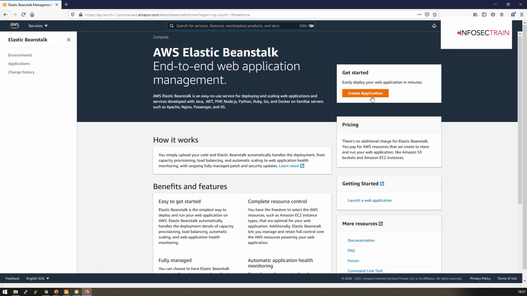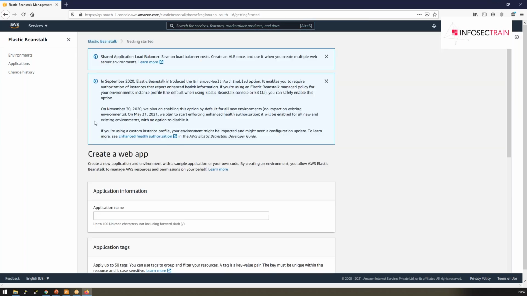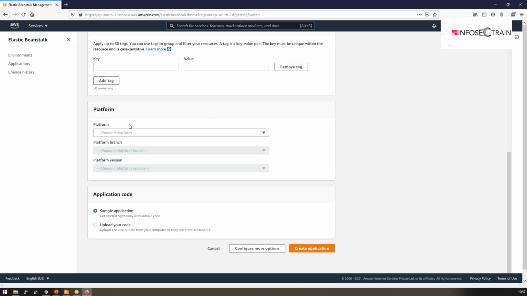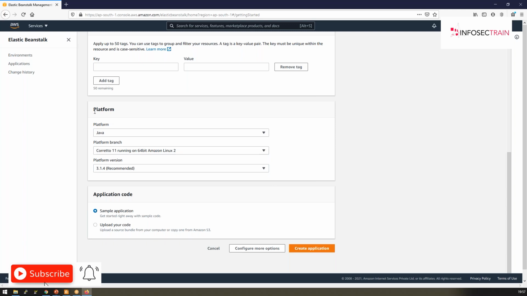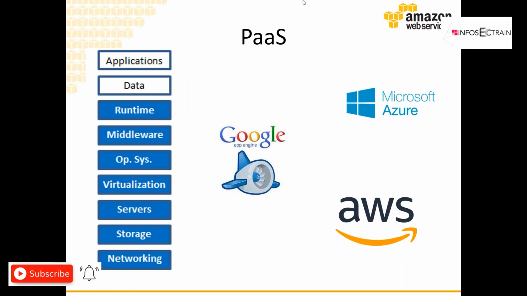So what happens is I click on create an application. Very simple. I can just put the application name. I can choose the platform I want. So I have to rely on the cloud service provider to ensure the complete security of the platform. Why? Because the platform is completely managed by the cloud service provider. See this? This is completely managed by the cloud service provider.